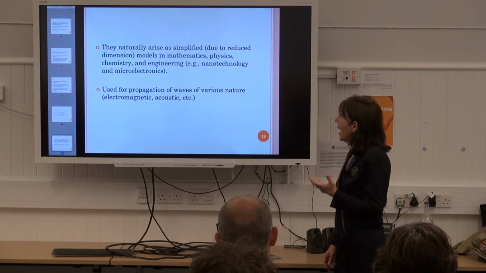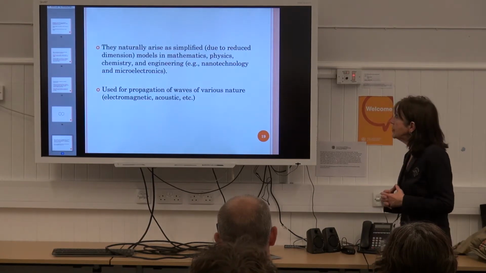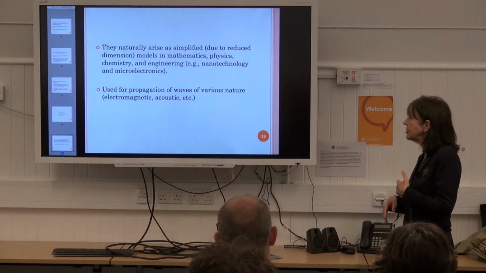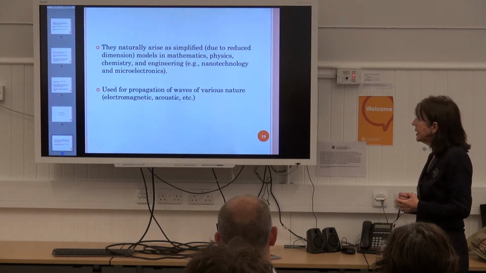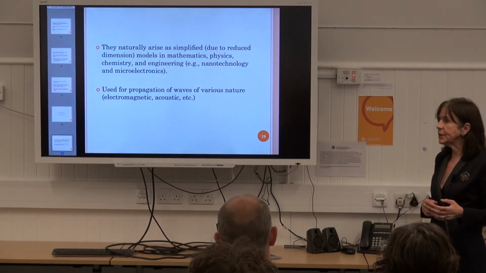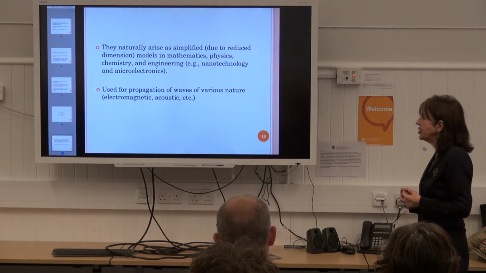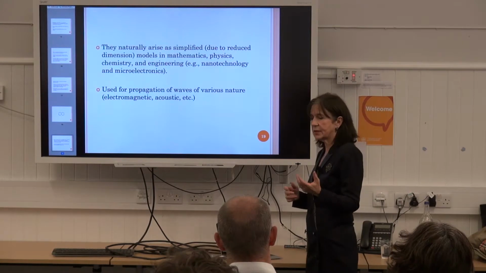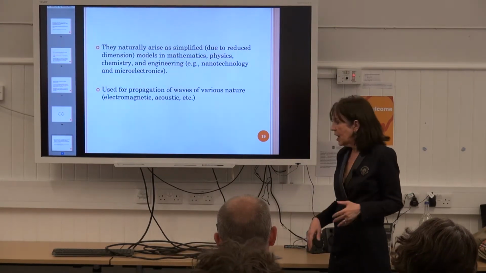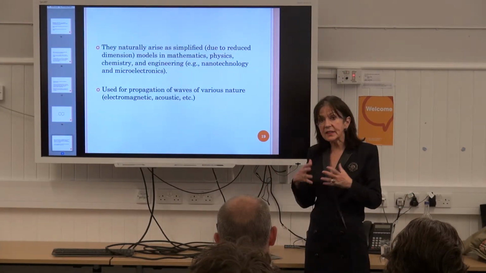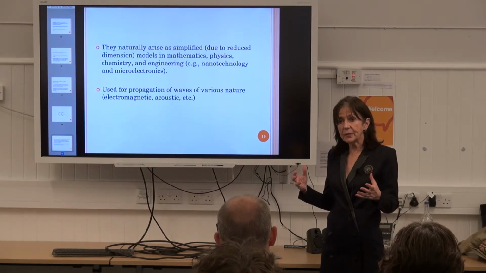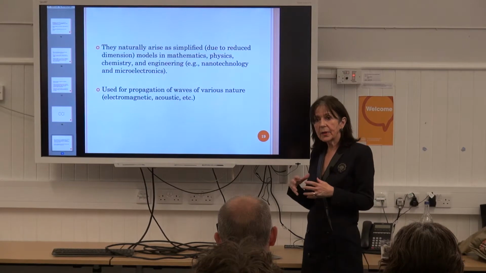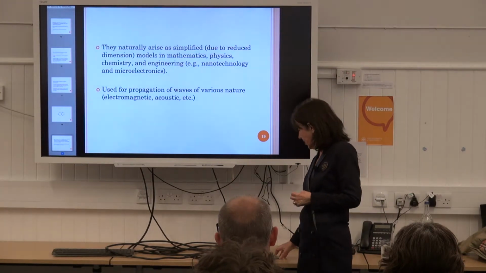There's lots of different ways of representing quantum graphs, but that's one of them. They're naturally simplified models, but you can use them in all sorts of contexts, in physics, in chemistry, in engineering, nanotechnology, and they're used mainly to represent propagation of waves in various contexts, like electromagnetic waves, acoustic waves. So something that's used as a toy model to represent particular kinds of molecules can be used to represent all sorts of things.